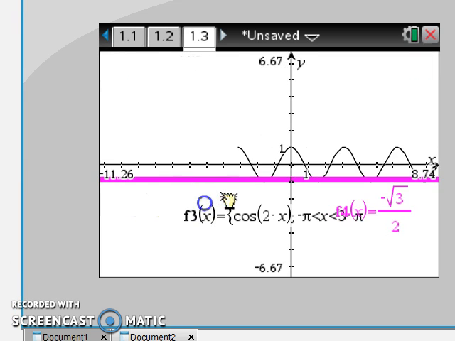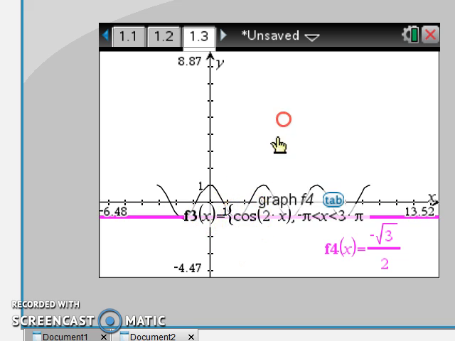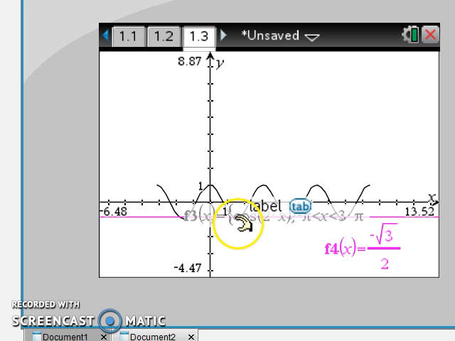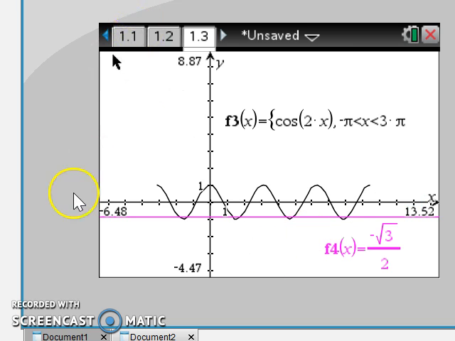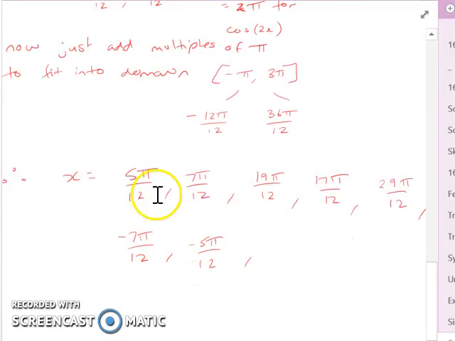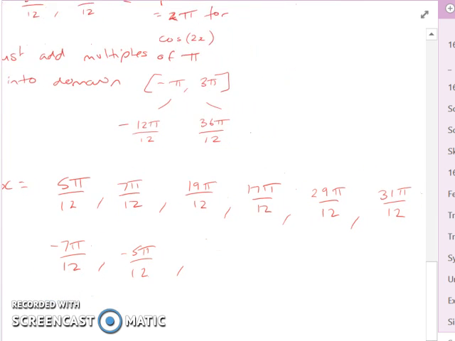Okay, so how many solutions have we got? 1, 2, 3, 4, 5, 6, 7, 8. Alright? So that's how we solve for trigonometric functions for sine and cosine.